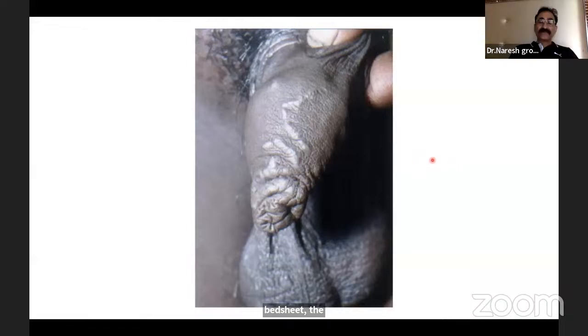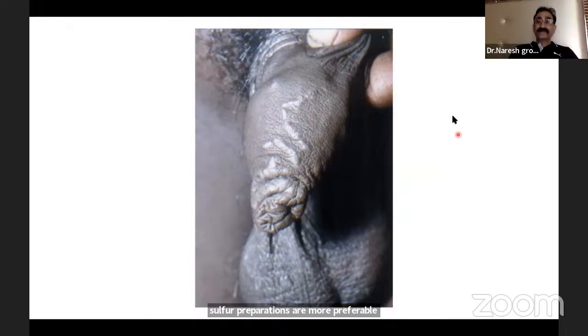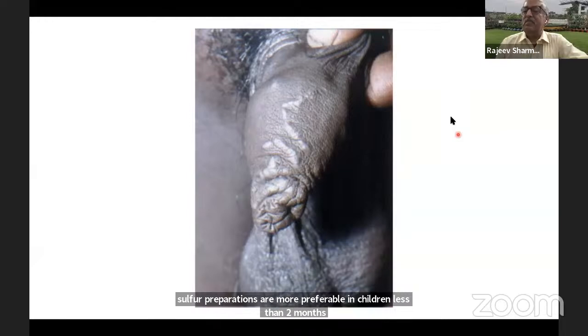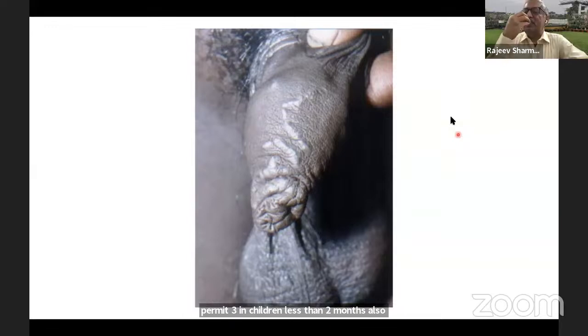And sir, what is the role of Protorex cream? Below 2 months, Protorex can be used, but sulfur preparations are more preferable in children less than 2 months. I personally don't think there is any problem in using permethrin in children less than 2 months also. The only thing is they should not be sucking their hands or feet, so mittens should be put on the hands.